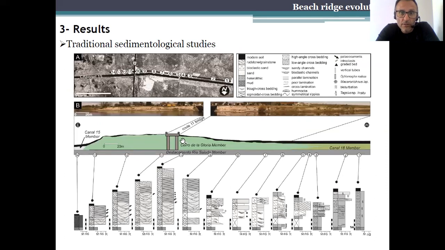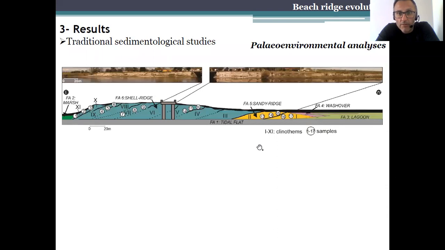The traditional sedimentological studies consist of 14 detailed sedimentary logs, all distributed along the study area. Then the paleoenvironmental analysis allowed us to identify the tidal flat at the base of all the deposits. Then the main body is constituted by the ridge, divided in two, the sand ridge and the shell ridge. To the continent, the development of lagoon and washover phases, and to the east, the marsh deposit.